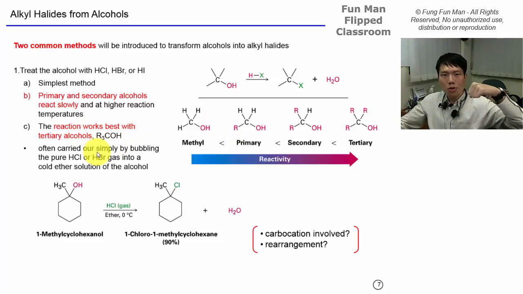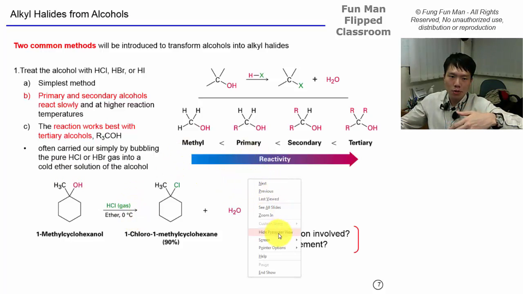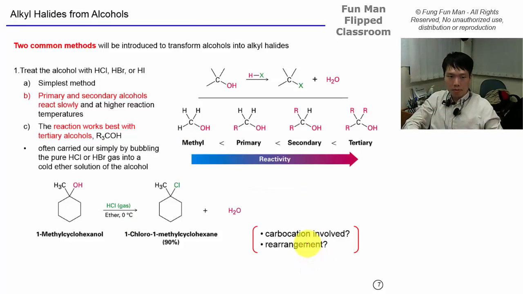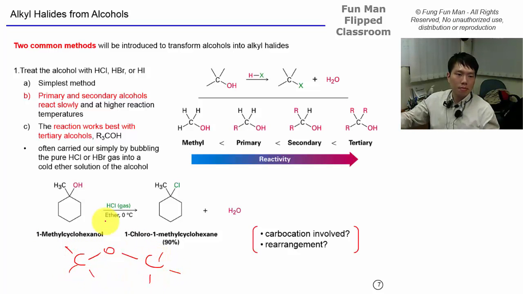We will put pure HCl or HBr gas into a cold ether solution of the alcohol. Ether is a solvent. You have a C-O-C group. Let me draw it for you here. Not Clash of Clans, okay? C-O-C. Yep, this is the ether functional group. Ether is a good solvent. It's polar, but yet it's organic, so it dissolves many of the organic compounds that you find in the lab. At 0 degrees Celsius, you see a substitution going on.